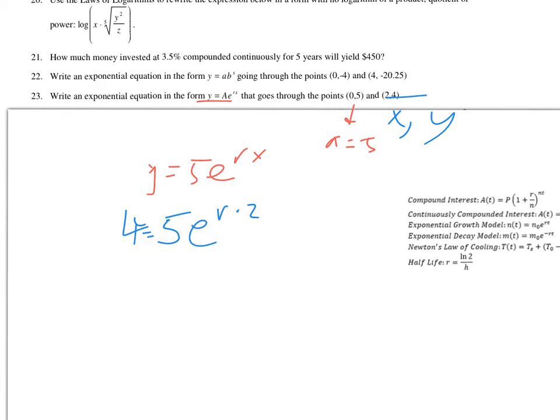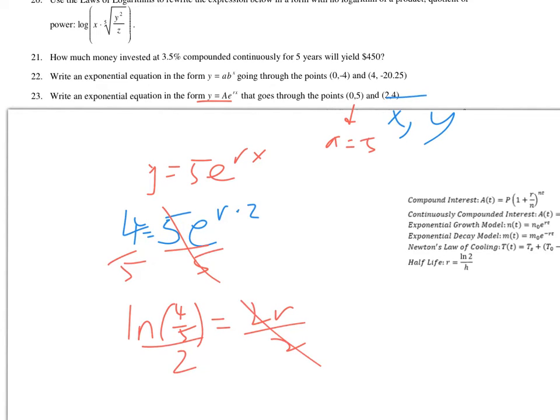So my variable is in the exponent, so I need to use a log here, but first I'm going to move this 5 over, and then I can switch it to log form. So log base e, or ln, of 4/5 equals 2r. And you can just divide both sides by 2 to find r.